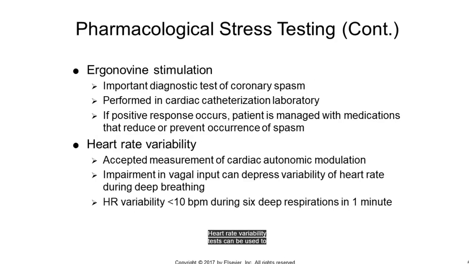Heart rate variability tests can be used to assess the risk of sudden cardiac death. In this test, the patient takes 6 deep respirations over a 1-minute period. Heart rate variability of less than 10 beats per minute is indicative of increased risk.